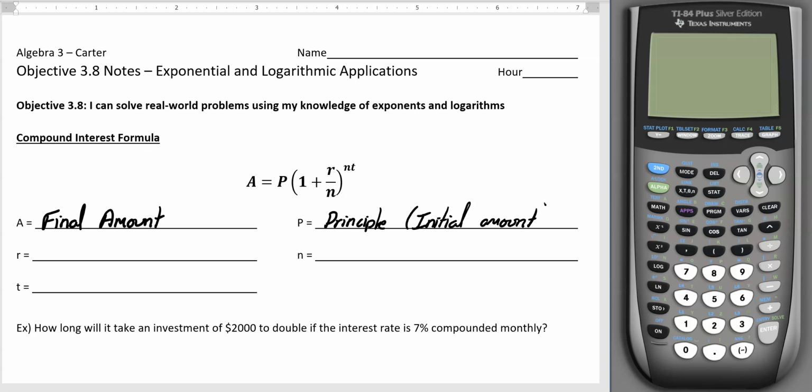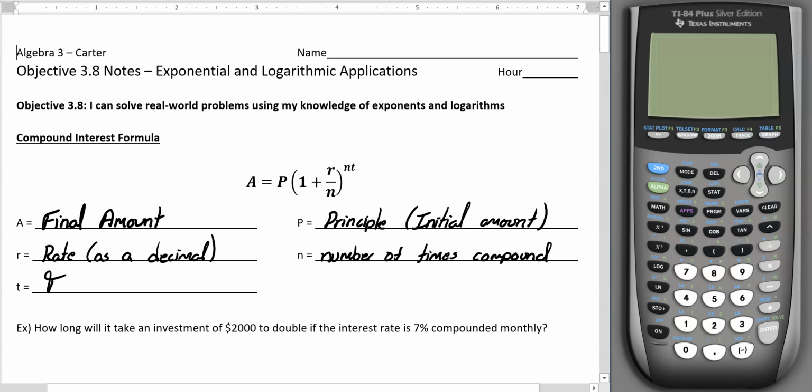Then we have r, that is our rate of interest. And it's important that we say that that is written as a decimal because they're generally given in percent. n is the number of times compounded per year. So if something's compounded quarterly, n would be 4. Weekly, it would be 52. Daily, 365. Monthly would be 12. We get the idea there. t is time. And in this case, it's almost always going to be in years.